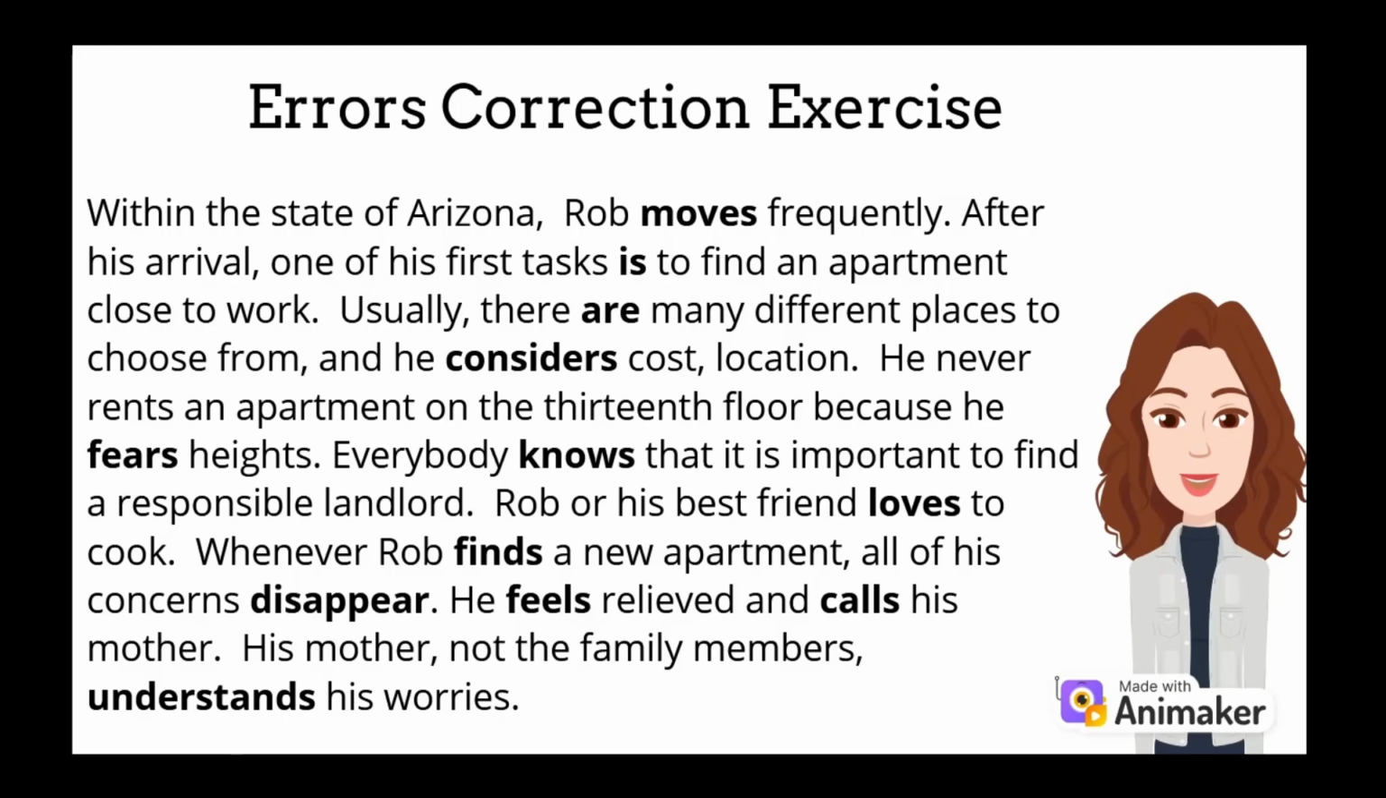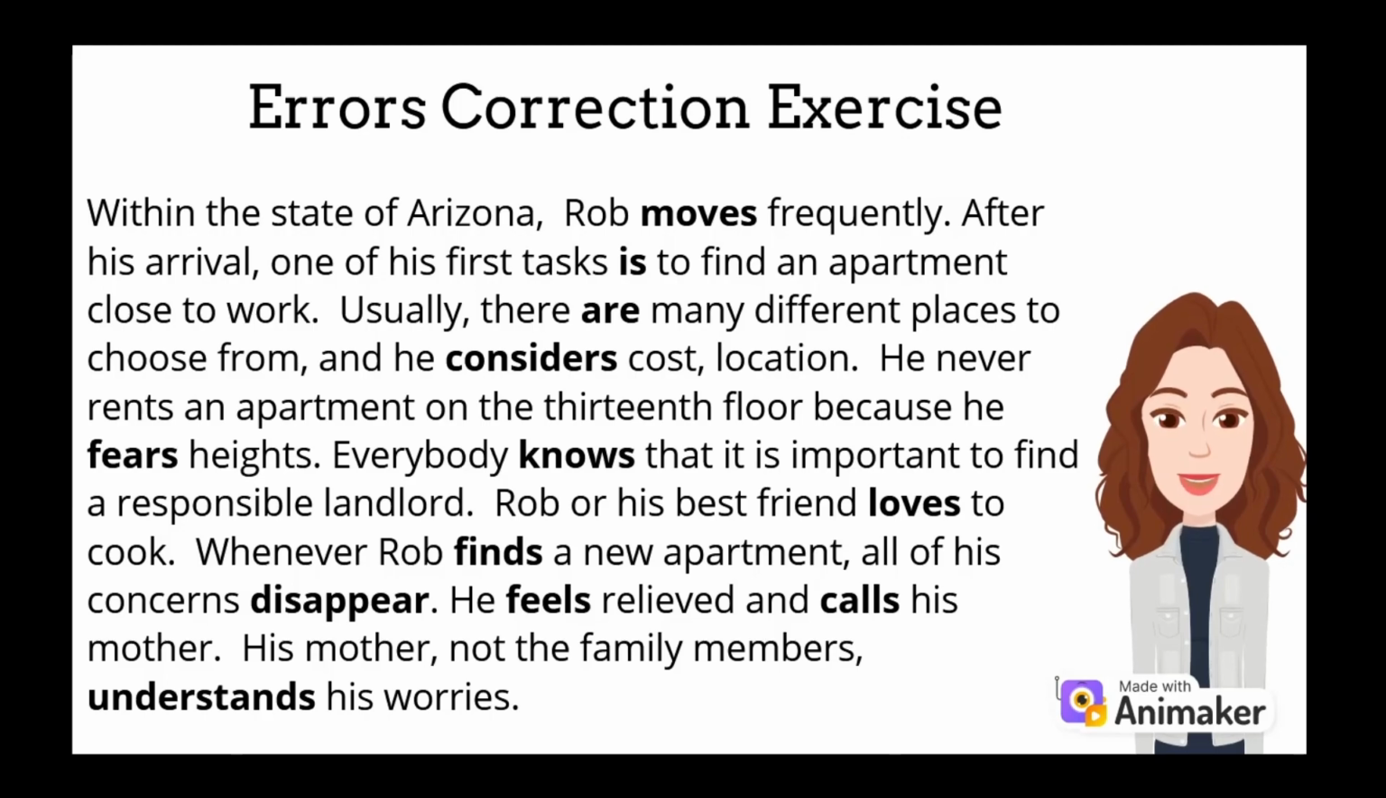Everybody knows that it is important to find a responsible landlord. Why knows? Because again, in rule number 4, we have learned that everybody is an indefinite pronoun. An indefinite pronoun is singular and it will take a singular verb. So that is why we have written knows. Rob or his best friend loves to cook. Here in rule number 2, we have learned that two singular subjects connected by or, either or, neither nor require a singular verb. Here Rob and his friend both are singular subjects. That is why it needs a singular verb, and that is loves.